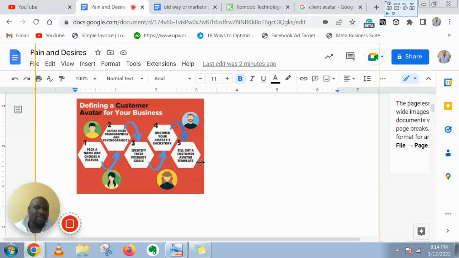As you can see right here, by the way, I found this pic, it's a very general pic on Google, but it does sell the point. Normally speaking, you have step one, pick a name and choose a picture. Step two, define their demography and psychographics. And three, identify their primary goals, uncover the avatar backstory, fill out customer avatar template, etc., etc.